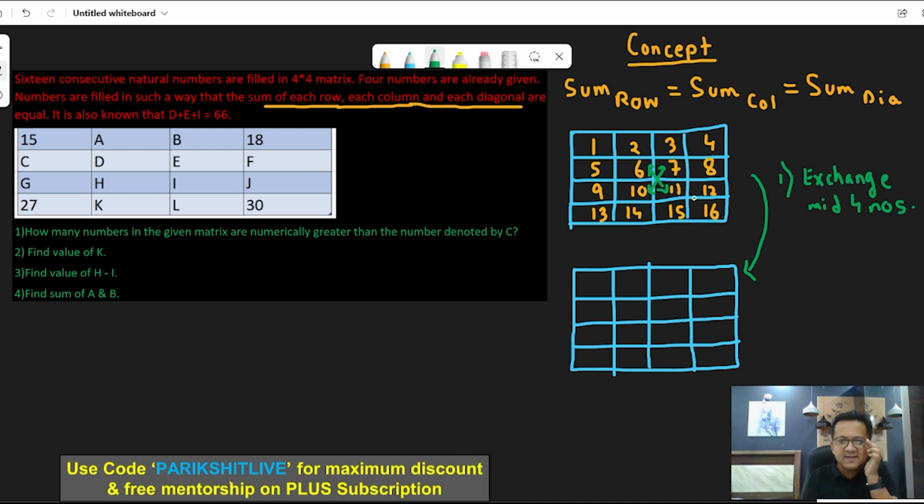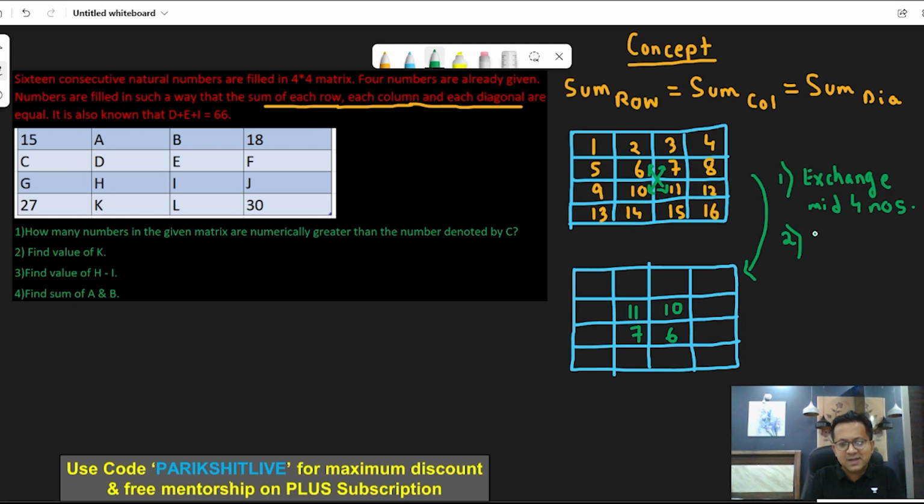So please exchange 6 and 11. In place of 6, you will write 11. In place of 11, you are going to put 6. Next, exchange 7 and 10. In place of 7, you're going to put 10, and in place of 10, you're going to put 7. So step 1 is done. There are just 3 steps. Step 2.